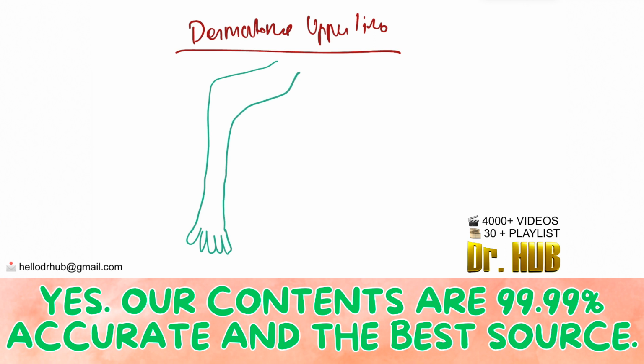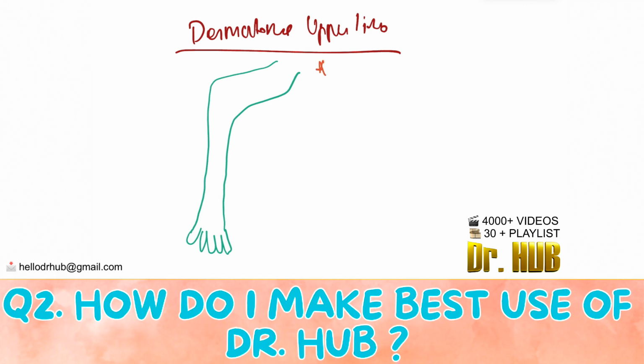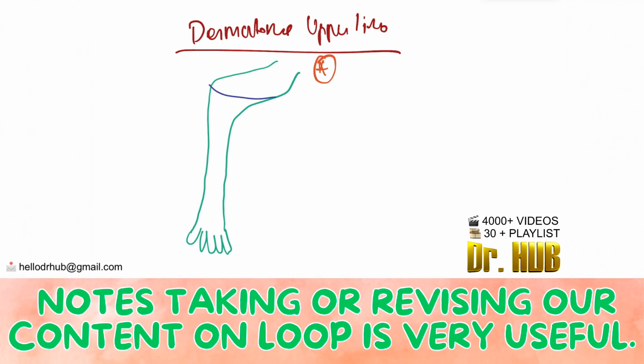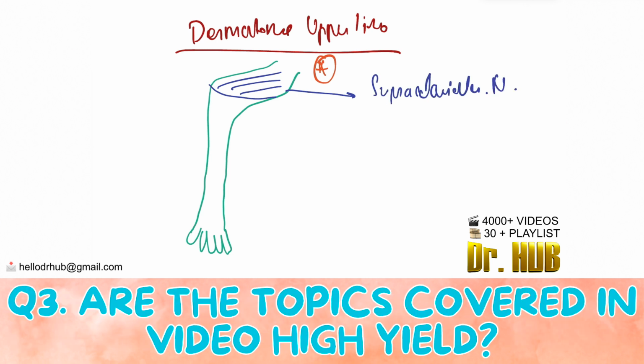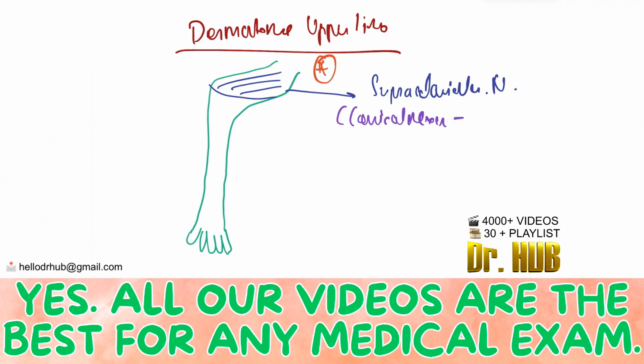So this is the anterior aspect. Anteriorly, the top portion we'll call the supraclavicular nerve, and this is from the cervical plexus, that is C3 and C4.